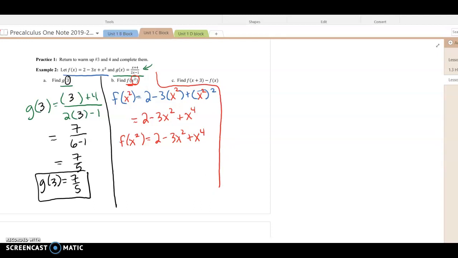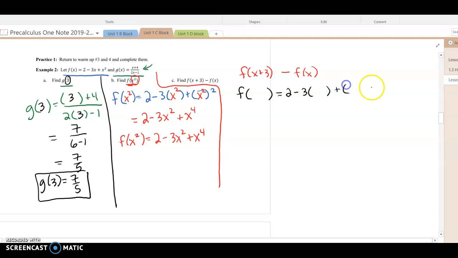For the last part of example 2, part C, we're going to do f of x plus 3 minus f of x. Now, f of x plus 3, so that's our something. And remember, the rule for f says we take 2 minus 3 times something, and we add that something squared. Since we're doing x plus 3, we're going to replace all of our parentheses with x plus 3. Now we're going to simplify this. We're going to need to do some distributing and some FOILing.